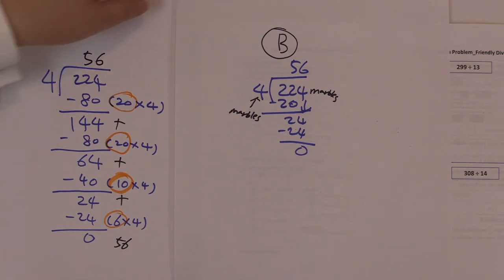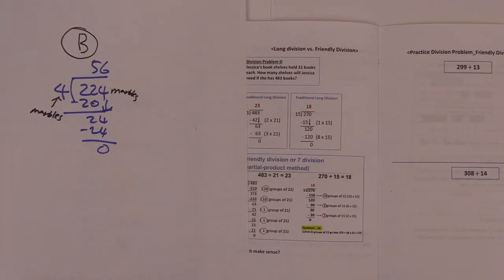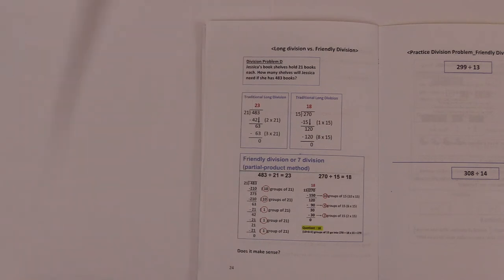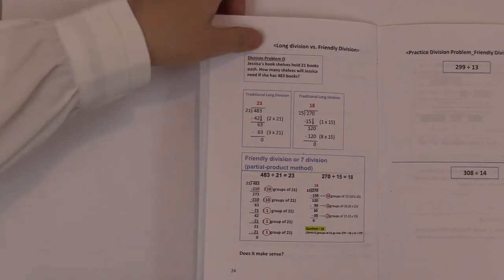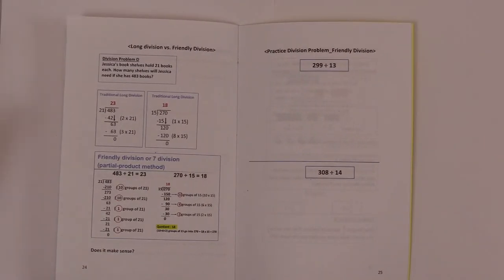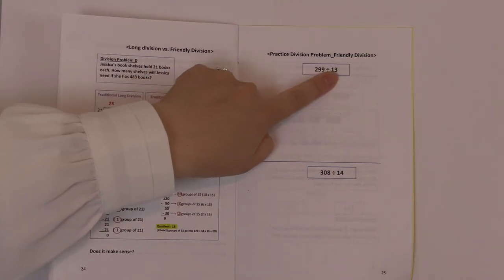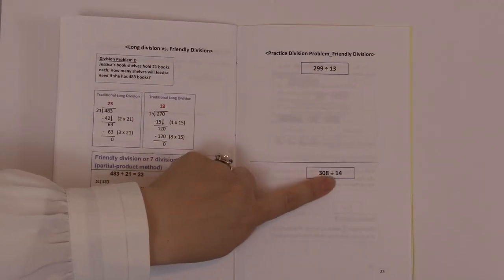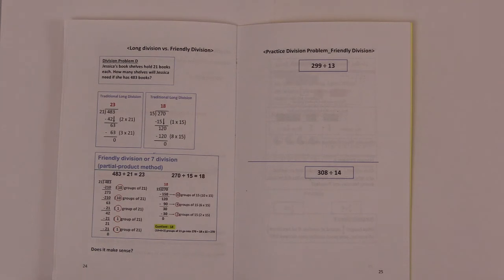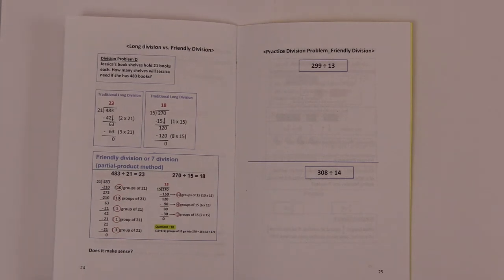Okay? Good. If you have any questions, please let me know. This is the practice problem I want you to solve here: 299 divided by 13, and 308 divided by 14. Try to use friendly division to solve the problem. I'm going to upload the answer key a little later. Please solve the problem first, and then watch the answer key. That's going to help you understand. Okay?